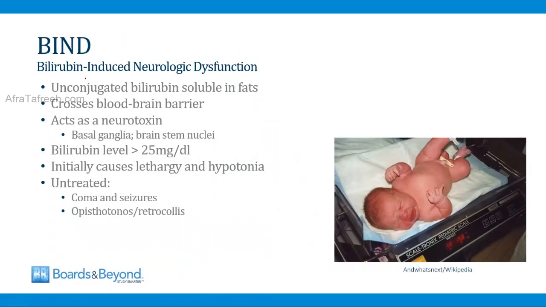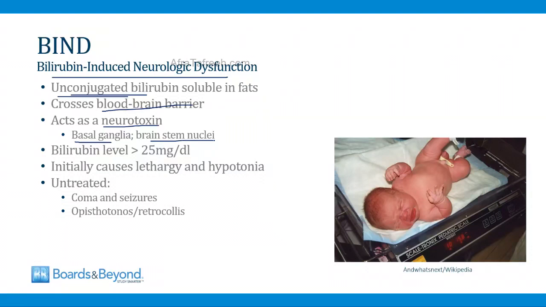So the reason bilirubin is dangerous if it gets too high is because it can cause BIND, which is bilirubin-induced neurologic dysfunction. The reason this happens in babies is because unconjugated bilirubin is soluble in fats and therefore it easily crosses the blood-brain barrier. And remember, newborn babies typically develop an unconjugated hyperbilirubinemia for all the reasons we talked about before. Once bilirubin gets into the brain, it acts as a neurotoxin and it can damage the basal ganglia and the brainstem nuclei, and this can lead to permanent neurologic damage.